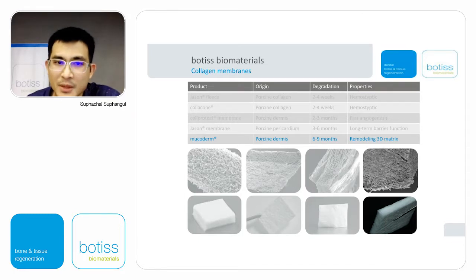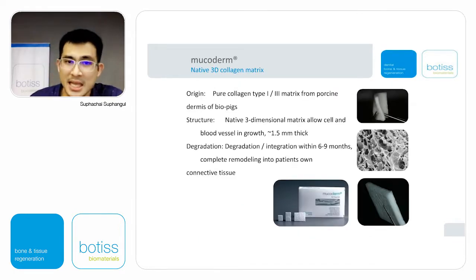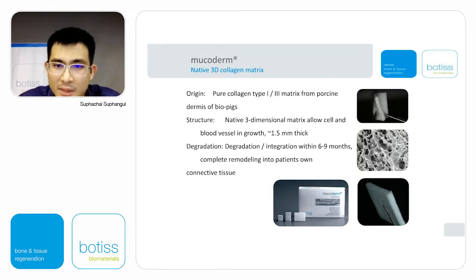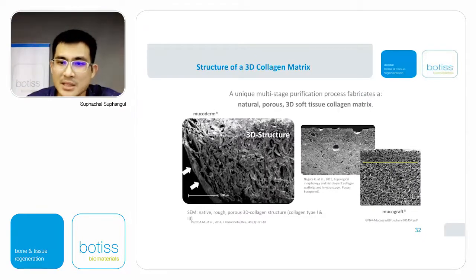The mucoderm is a porcine dermis. It has a thickness of around 1.5 millimeter. We can use that instead of the connective tissue graft or the free gingival graft. And the degradation time is longer than Jansen and the Colprotect. We can use that instead of soft tissue. This is the structure. It is dense on the top, and this loose one is for the soft tissue to connect on the sponge area.